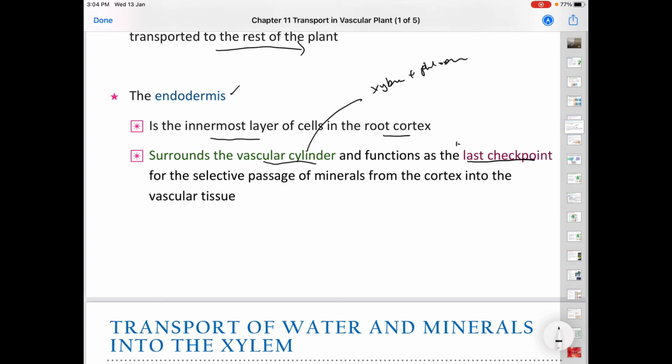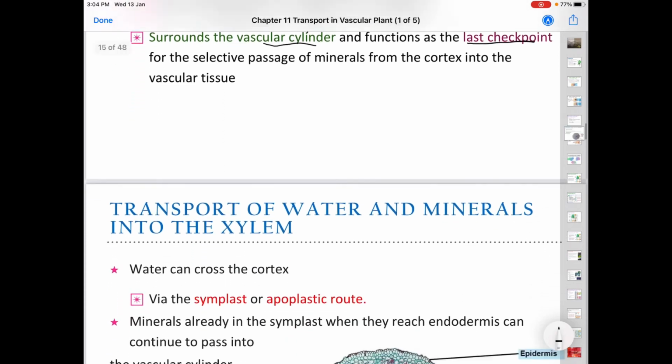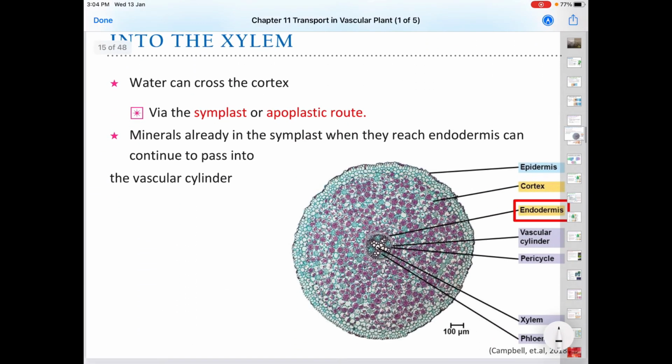Endodermis is the innermost layer, so it is the last checkpoint before the minerals reach their target. It is the last checkpoint for the selective passage of minerals from the cortex into the vascular tissue. So the water can cross the cortex. When it is related to the cortex, you must know the location of the cortex. Normally the cortex is located inside of the cell.